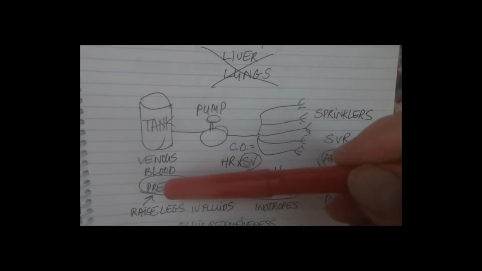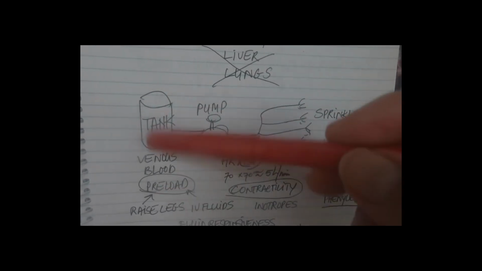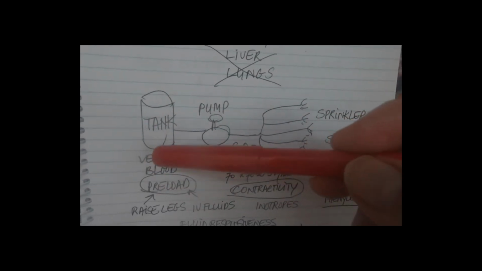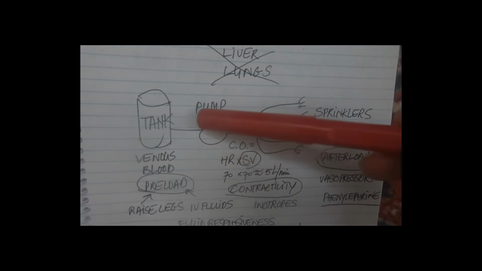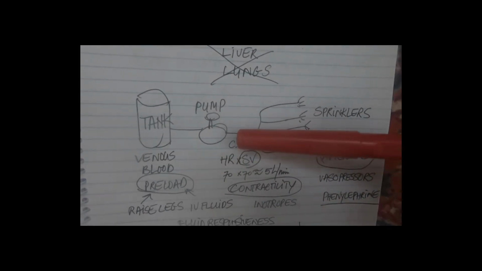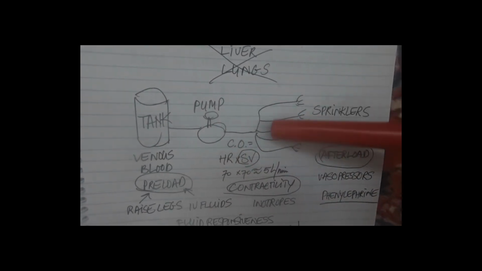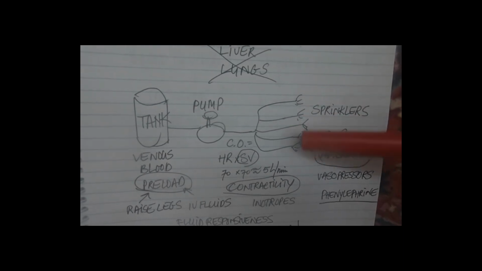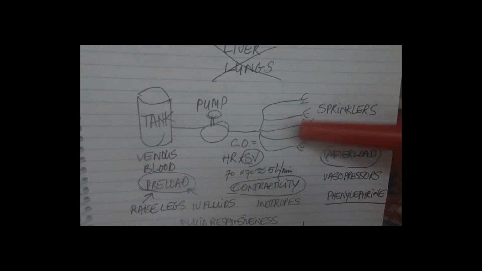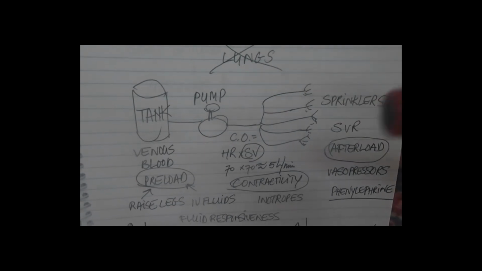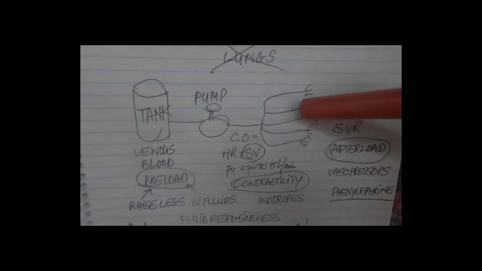So the analogy with the body works that this is your venous blood that is a reserve or a pool, and then it returns to our heart, and then we have an aorta and arteries, and eventually where the sprinklers are, that's where our arterioles are, and these arterioles can vasodilate or vasoconstrict.